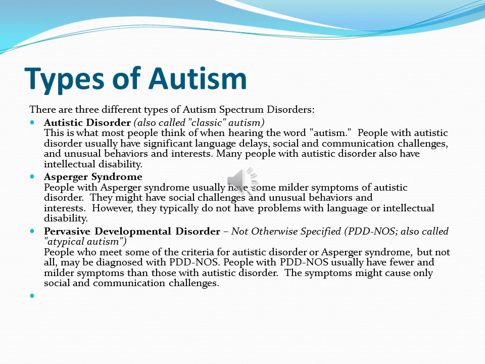Pervasive developmental disorder. People who meet some of the criteria for autistic disorder or Asperger's syndrome, but not all, may be diagnosed with PDD-NOS. People with PDD-NOS usually have fewer and milder symptoms than those with autistic disorder. The symptoms might cause only social and communication challenges.